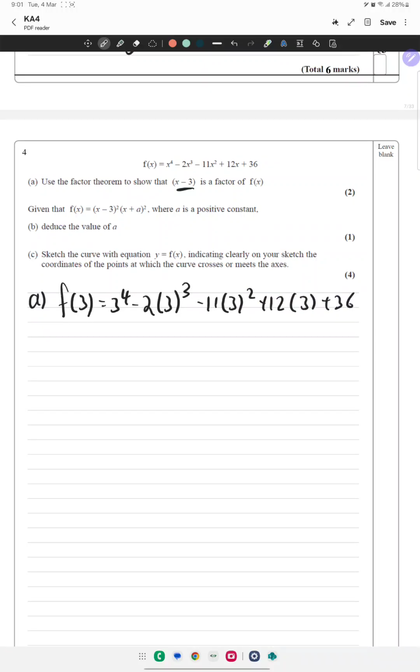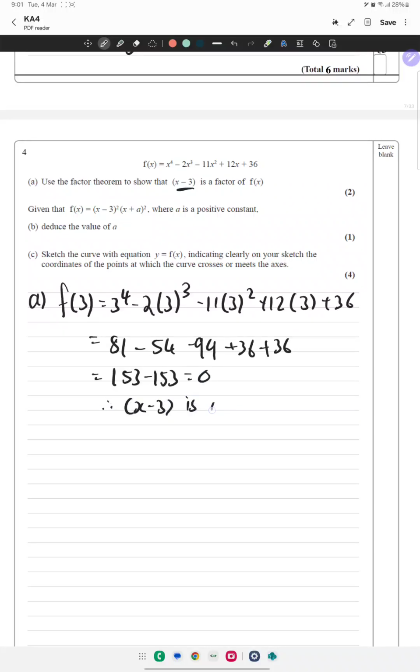These are the nicest marks in the paper, and they'll be the nicest marks in almost every paper, because they're always the same. 153 take 153 is 0, therefore x take 3 is a factor of f of x.